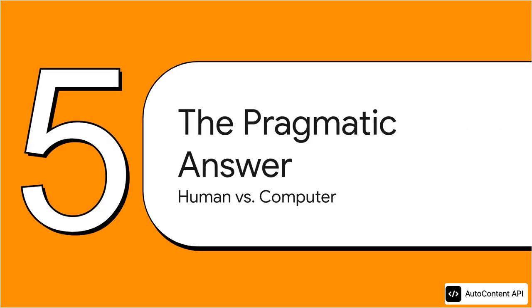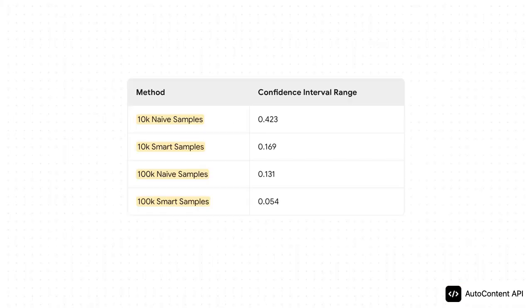Okay, so it's time to call it. Who's the winner in this showdown? The elegant, precise mathematician or the fast, smart sampling computer? This table right here tells the whole story. It's all about smarts versus strength. That confidence interval range column, the smaller the number, the more certain we are about the answer.